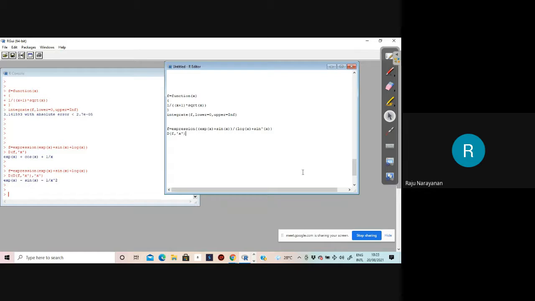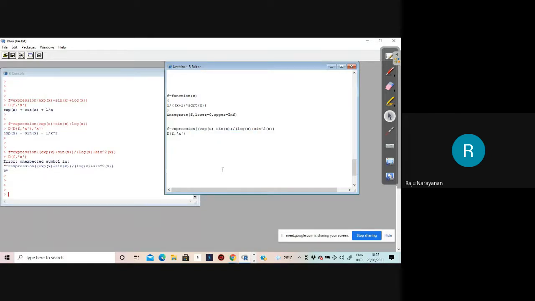Expression correct, brackets are correct. E raised to x plus sine x we have put together, log x plus sine square x we have to put. Let us check. Otherwise, don't worry. It will give an error message: it is an unexpected symbol. What is that unexpected symbol? This may be the unexpected symbol. Therefore, you have to give sin x into sin x.